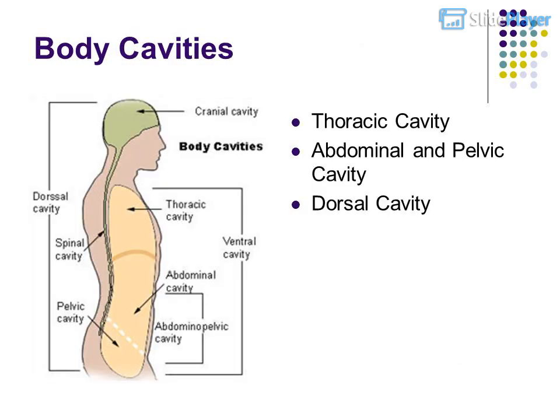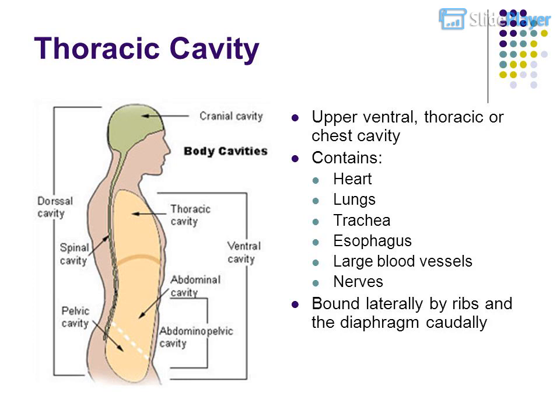Body cavities: thoracic cavity, abdominal and pelvic cavity. Dorsal cavity. Thoracic cavity: the upper ventral, thoracic or chest cavity contains the heart, lungs, trachea, esophagus, large blood vessels, nerves, bound laterally by the ribs and the diaphragm caudally.